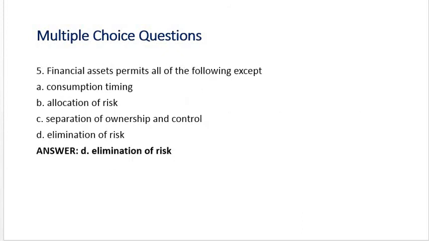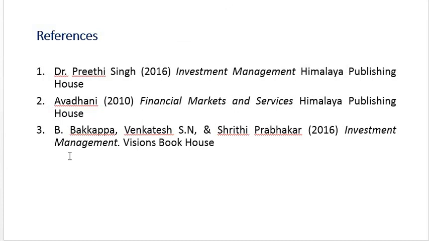The next one is, financial assets permit all of the following except consumption timing, allocation of risks, separation of ownership and control, elimination of risk. So financial assets permit all of the following except elimination of risk. So students, these are the objective type questions. We have the references for you, and just go through the problems and the references.